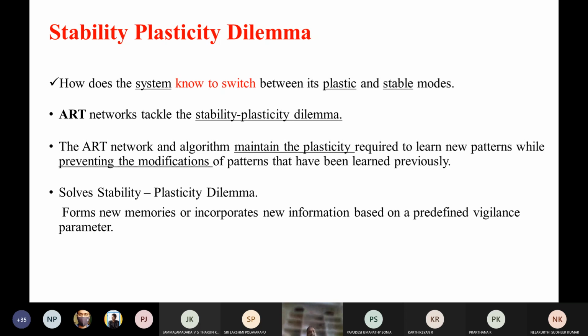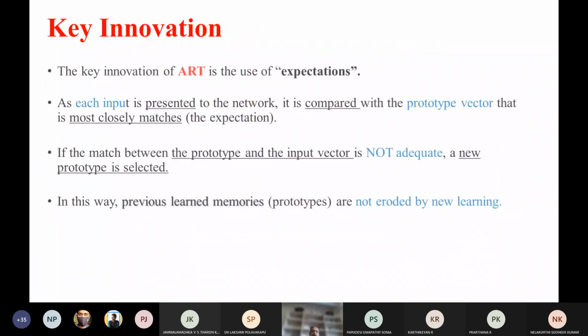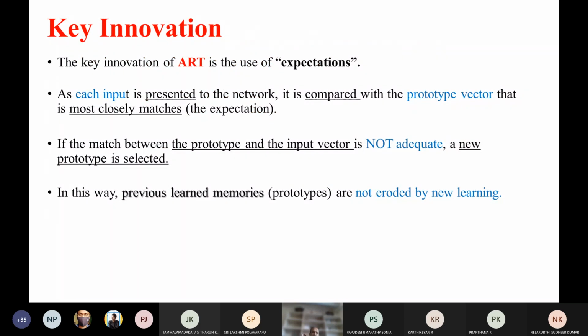So based on certain conditions, based on certain constraints, whatever is relevant will be grouped, and it will form a new memory, and it will try to solve that particular issue called the stability-plasticity dilemma.